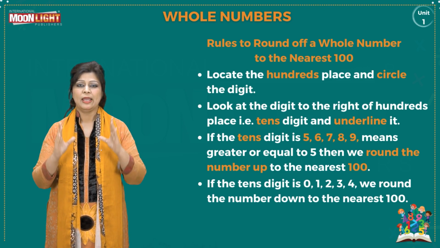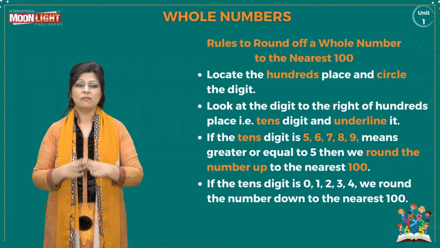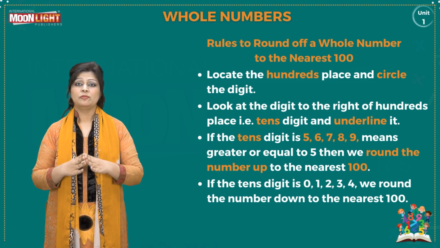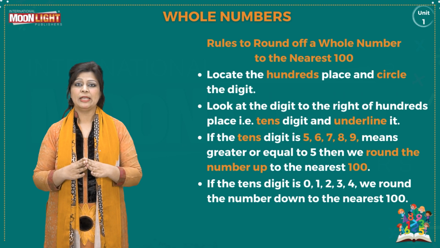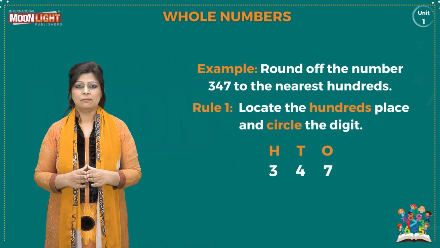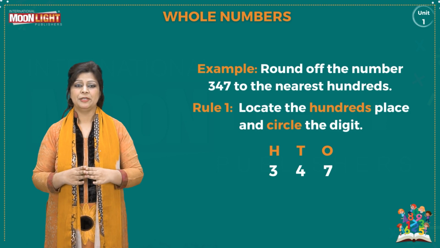What does it mean? I already told you. So, here we are going to have how many rules? 4 rules. And in rounding off a whole number to the nearest 10, we need to have 5 rules. Let's solve an example. Round off the whole number 347 to the nearest 100.